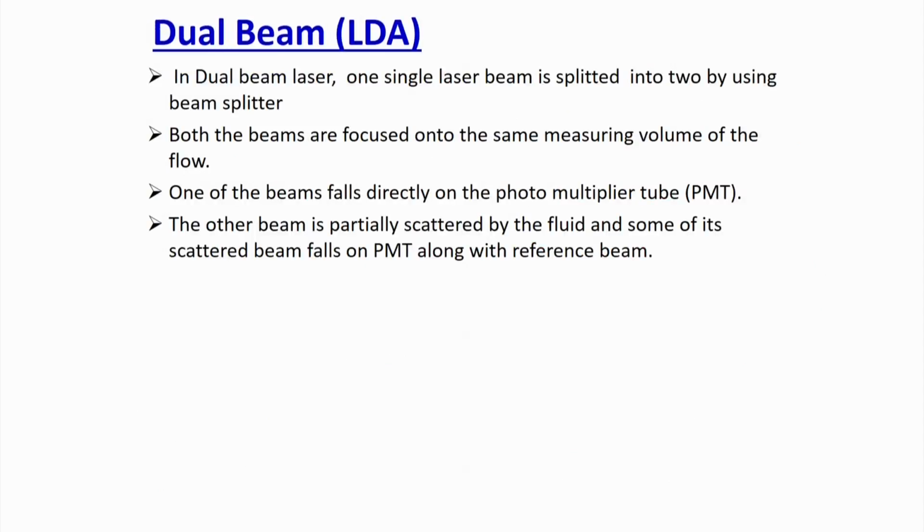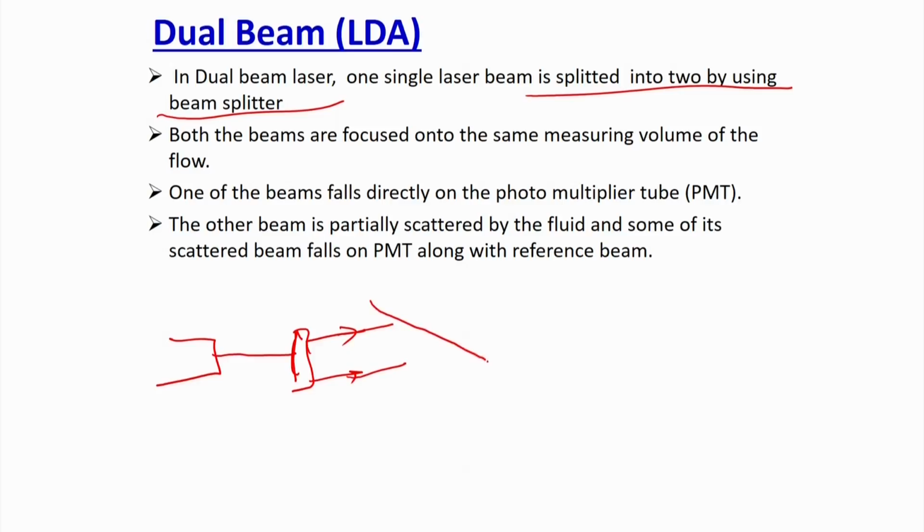Now, what happens if you incident two beams? In dual beam, one single laser beam is split into two by using a beam splitter. So, we are going to use a beam splitter to split the beam into two parts. So, suppose this is the laser, okay. We use a mirror, we use a beam splitter. So, this is the beam splitter. Now, the beam splitter will split the beam, okay. Now, what do we do? We use a mirror, okay. Once you use a mirror, what will happen?